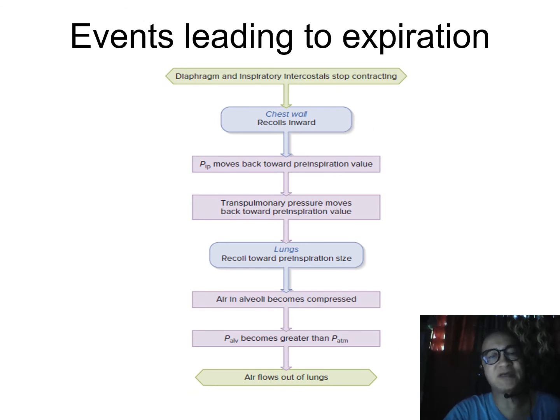The events leading to expiration happen in the following way. First, respiratory signals from the medulla oblongata stop and let the respiratory muscles relax. The chest wall recoils, leading to compression of the thoracic wall. Compression of the thoracic wall decreases the intrapleural fluid pressure, which in turn decreases the transpulmonary pressure. The lungs recoil to their original volume, compressing the alveoli. The alveolar pressure becomes greater than atmospheric pressure, and this leads to air flowing out of the lungs.